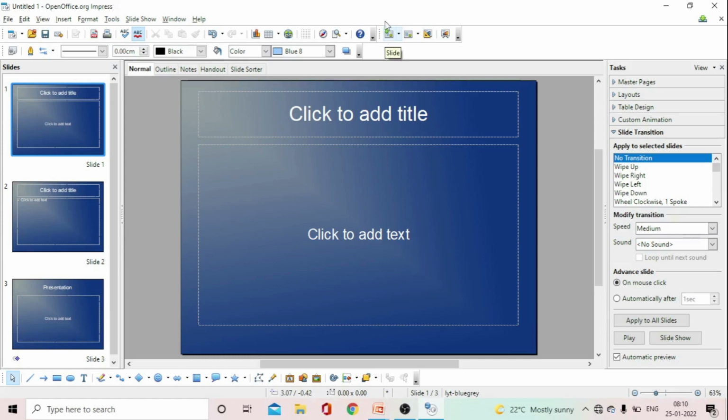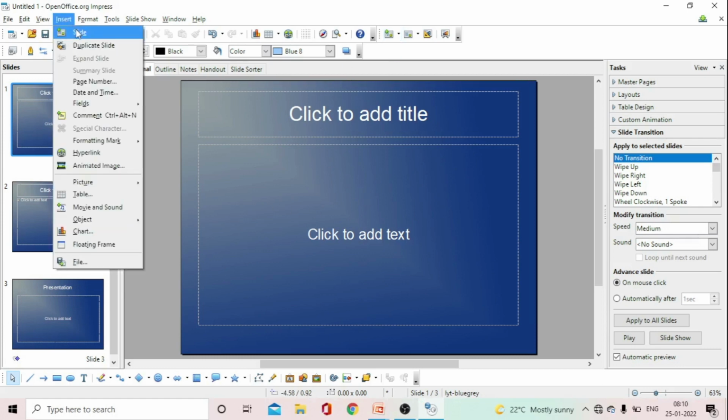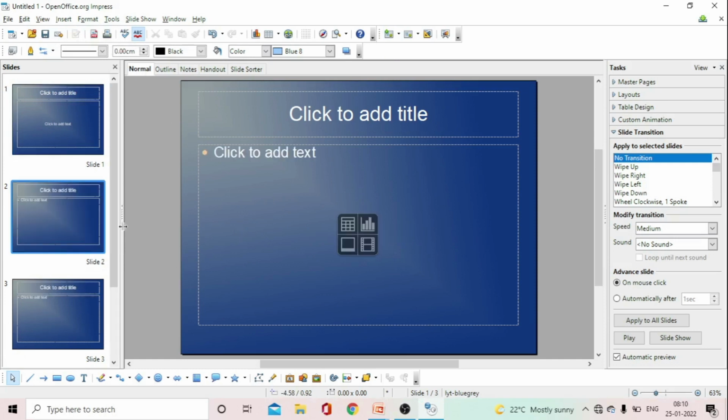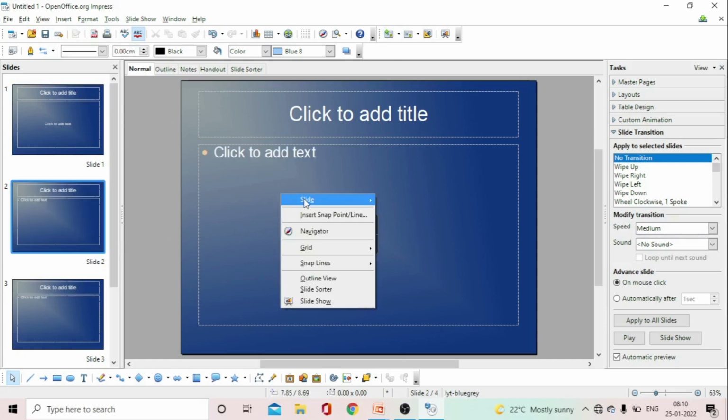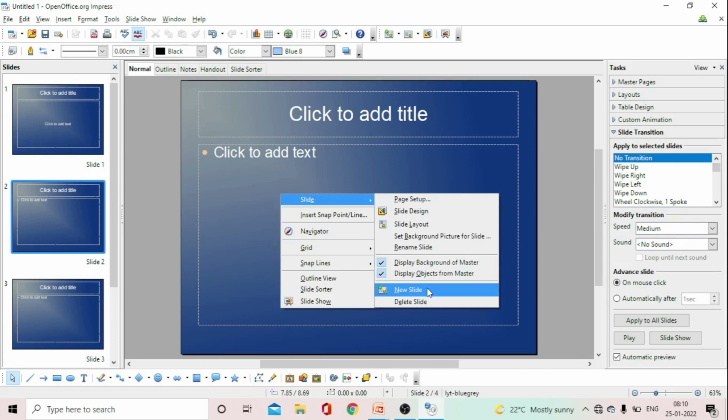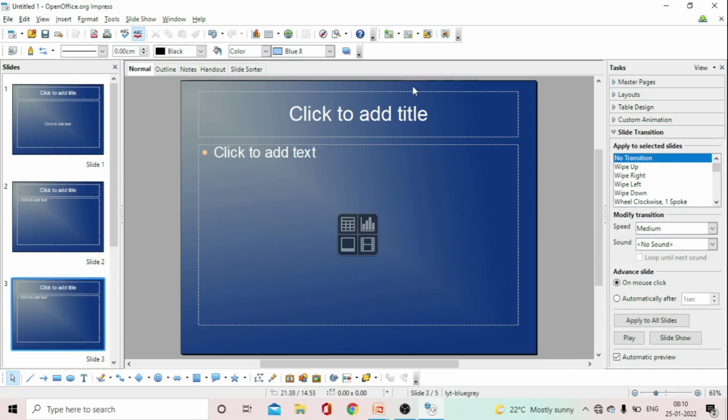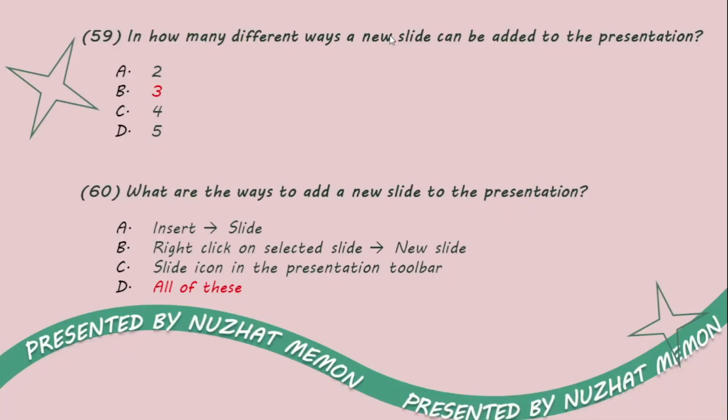So let's go over here. First, we will insert a slide from the menu. As you can see, we have inserted a slide. Next was to right click here, then you have Slide, and then a new slide can be inserted. Or the third way was from the icon itself, right?